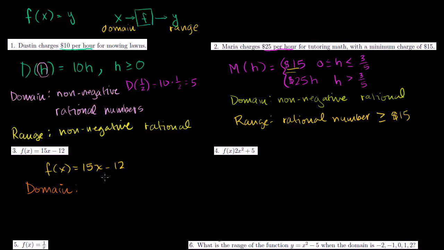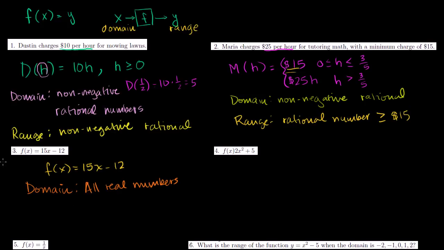I could put the square root of 2 there. I could put e there. I could do all sorts of crazy things. So I'm going to say all real numbers. Any real number I put in for x, I'm going to get a legitimate output.